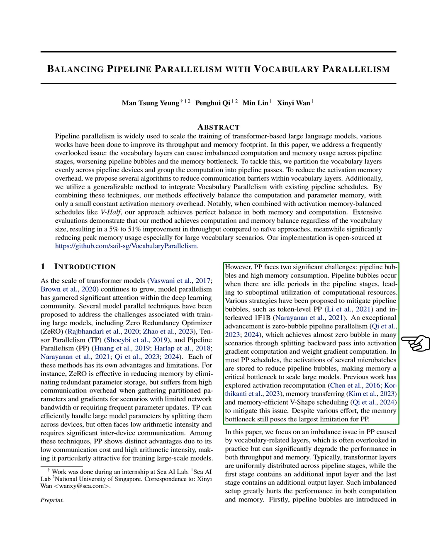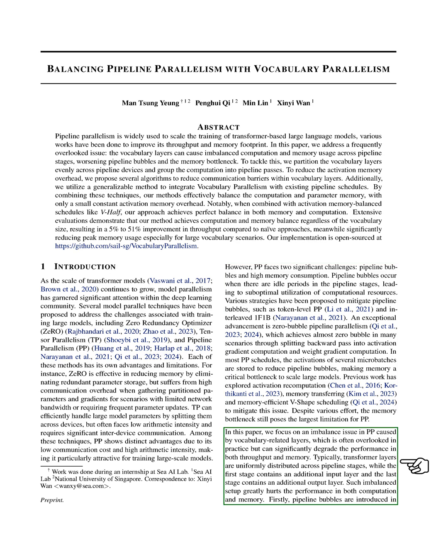In many PP setups, we store activations from multiple microbatches to lessen pipeline bubbles, which creates a significant memory bottleneck for scaling large models. Previous research has looked into methods like activation recomputation and memory-efficient scheduling to address this issue, but memory constraints remain a major limitation for PP.